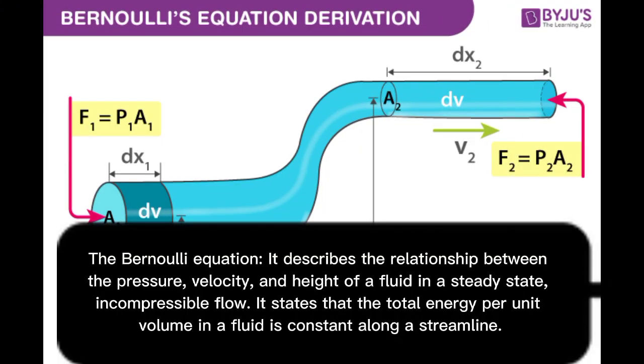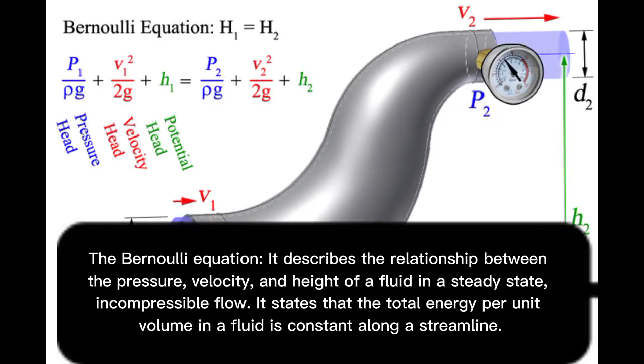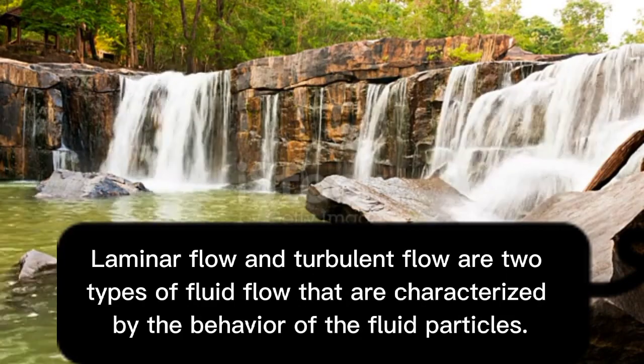The Bernoulli equation describes the relationship between the pressure, velocity, and height of a fluid in a steady state, incompressible flow. It states that the total energy per unit volume in a fluid is constant along a streamline.